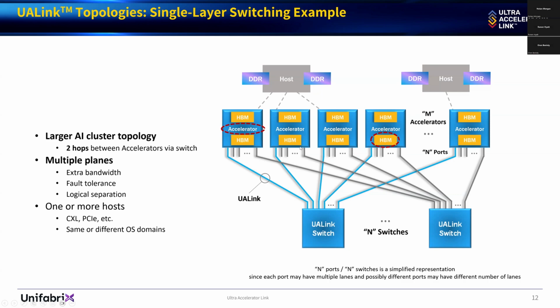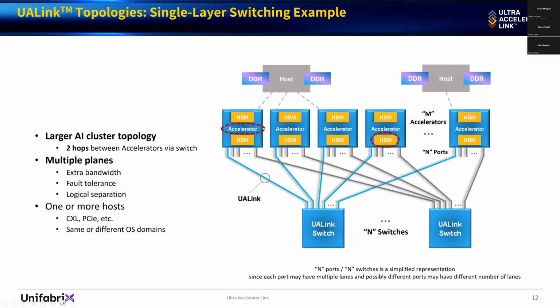It also serves us for fault tolerance. Sometimes bad things happen, links go down, switches go down, but the system keeps functioning because we have this redundancy. And having multiple planes could also help us create a logical separation. Could be, for instance, between different tenants in a virtualized environment, or for different types of traffic that would go over different planes. So here we have M accelerators.